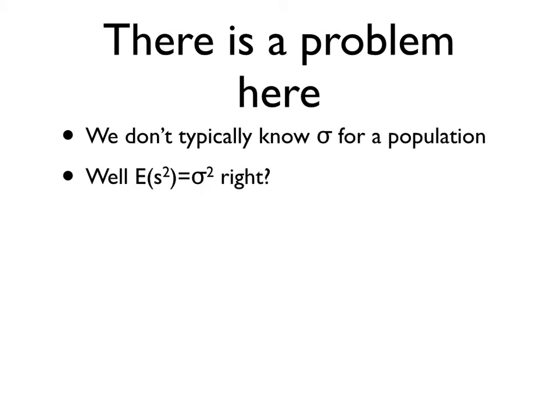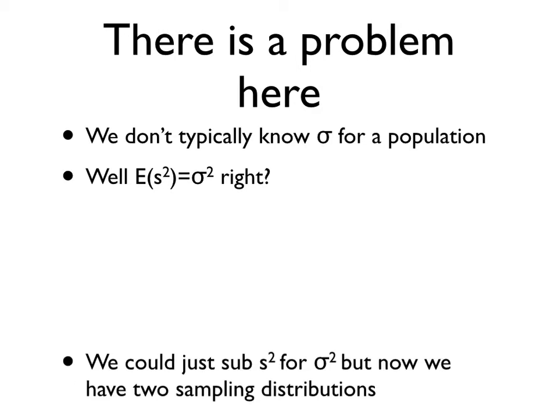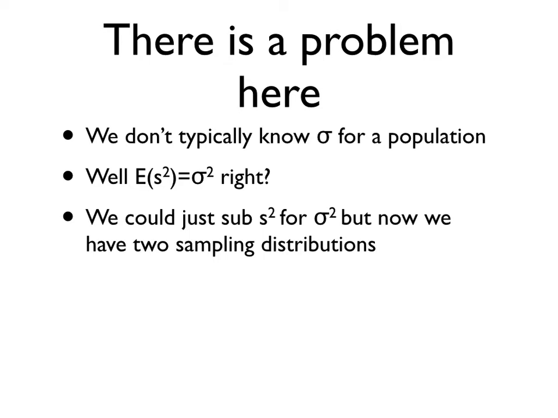The expected value of S squared is sigma squared. Remember, unbiased estimator, right? Well, why don't we just throw S squared in there? We can calculate that. That's a piece of cake. Or pi, perhaps, if you prefer pi. Or a delicious burger. Whatever it is, it's pretty easy to do. Just sub in S squared for sigma squared, but now we're going to have two sampling distributions to contend with because we have to worry about the sampling distribution of the variance.